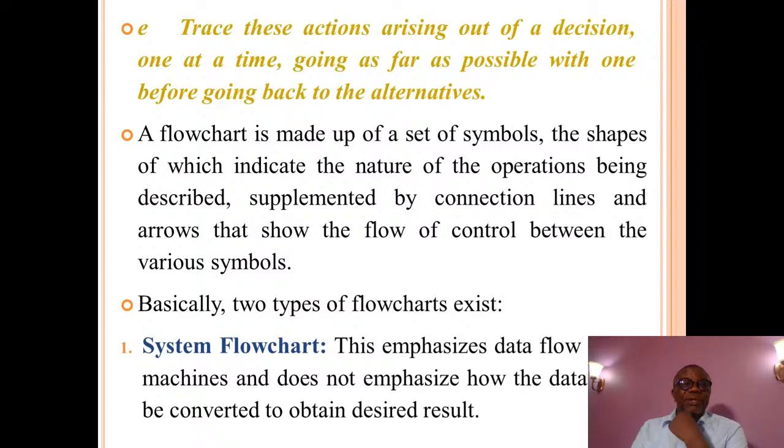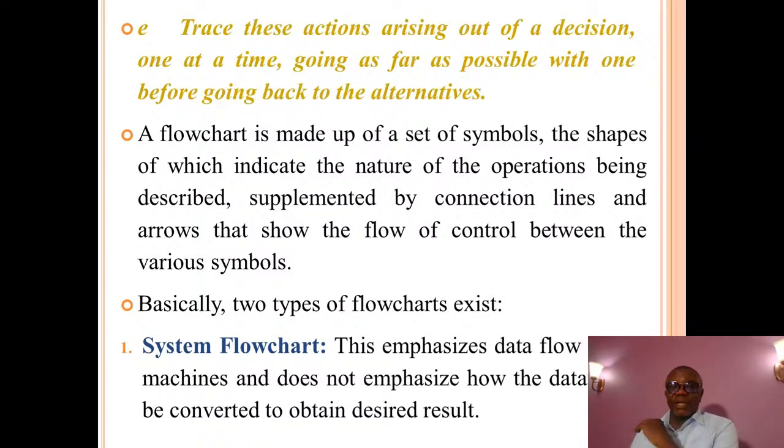Therefore, a flowchart is made up of a set of symbols, the shapes of which indicate the nature of the operations being described, supplemented by connection lines and arrows that show the flow of control between the various symbols.